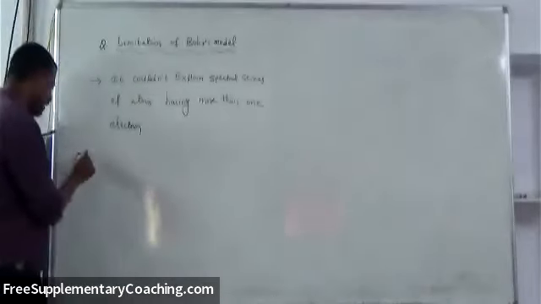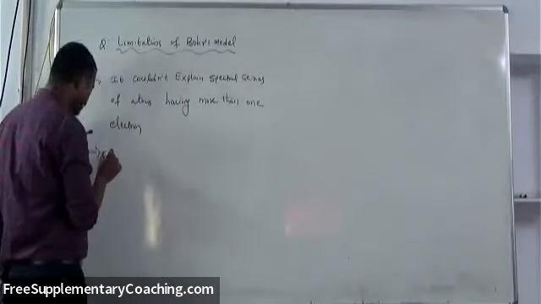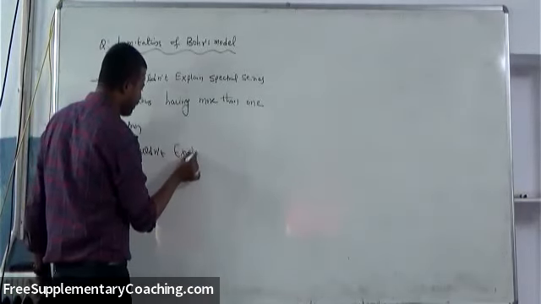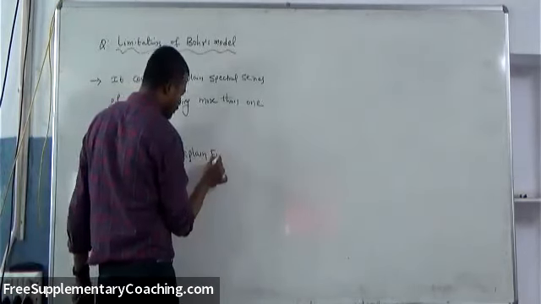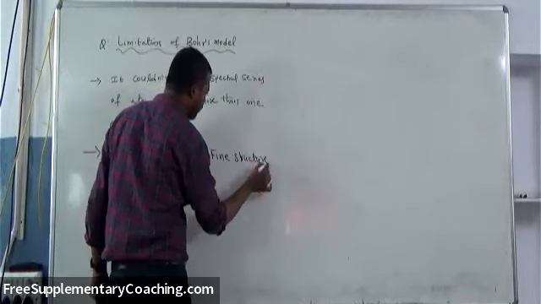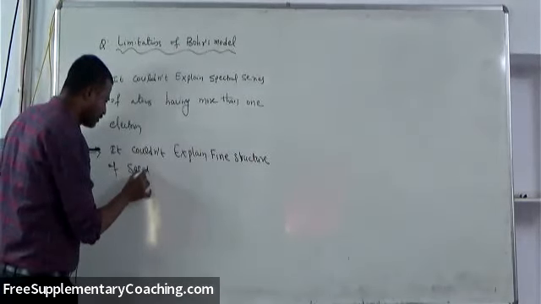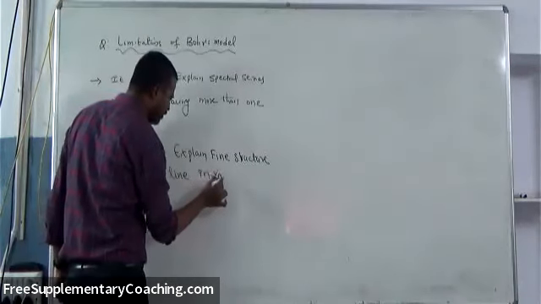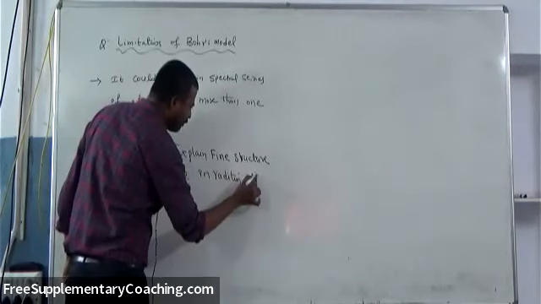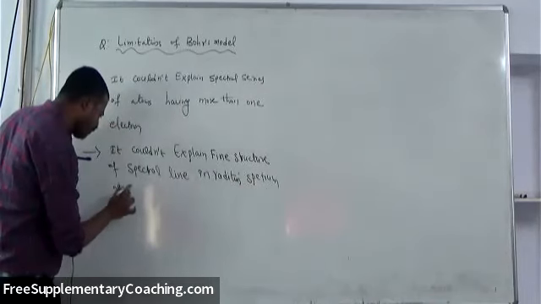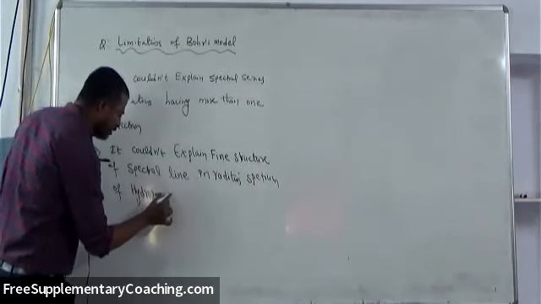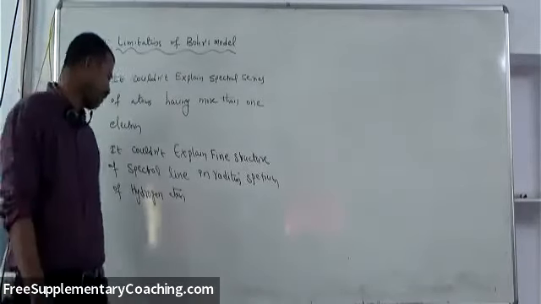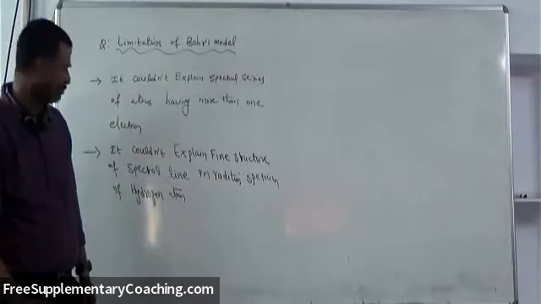That is the first limitation. The second limitation: it could not explain the fine structure of spectral lines in the radiation spectrum of the hydrogen atom, which is not explained by this theory or this model. Next.